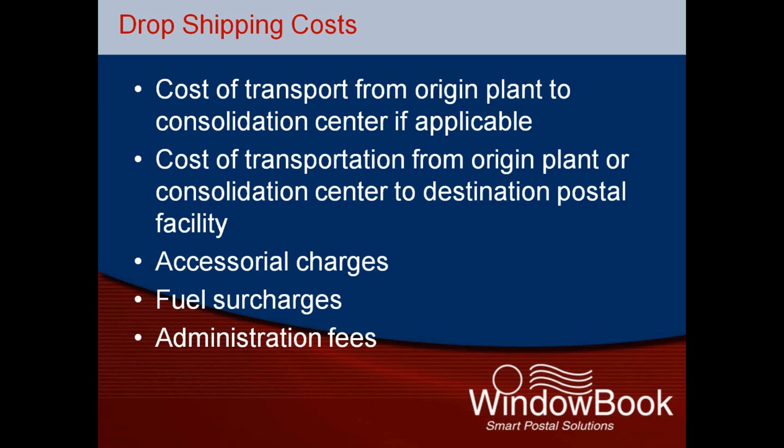Then there is the cost of transporting the mail to the destination postal facilities, either from the origin plant or from the consolidation center. There may also be accessorial charges from the transportation provider. This is particularly true if you are shipping to DDU, or destination delivery unit facilities. These are often smaller post offices which may not have a dock door or a pallet jack. This may require a lift gate on the truck or that a pallet jack be transported along with the mail. DDU shipments also require the driver to assist with unloading the mail, which may be also an additional charge.